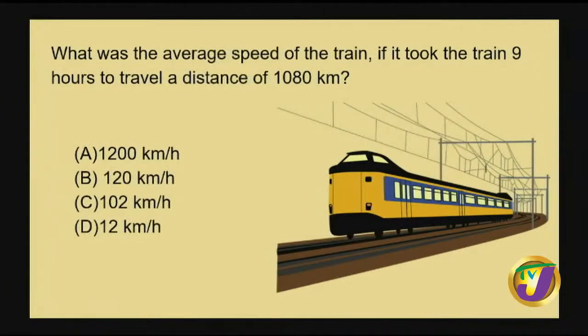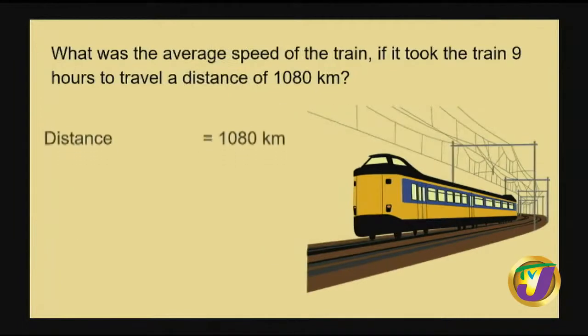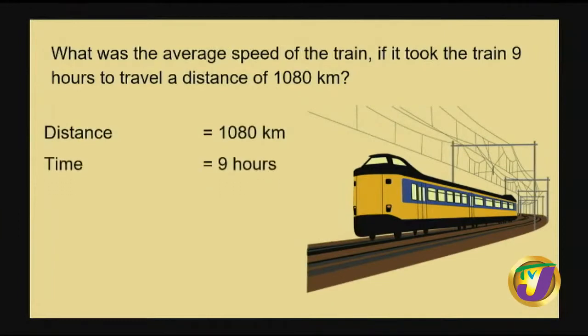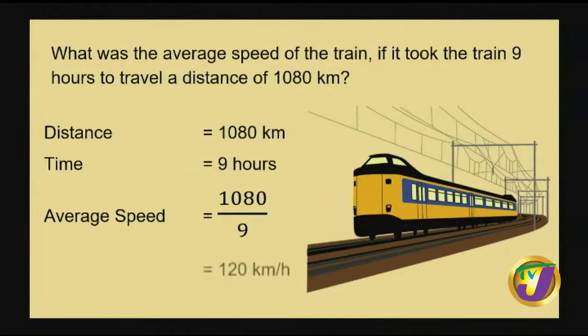So we can pretty much plug in the formula here. Speed is equal to distance divided by time, right, to determine the average speed. So here goes. We know our distance, 1,080 kilometers. We know our time, 9 hours. And as you would have said, we would have divided our distance by our time to find our average speed, which would have given us 120 kilometers per hour.